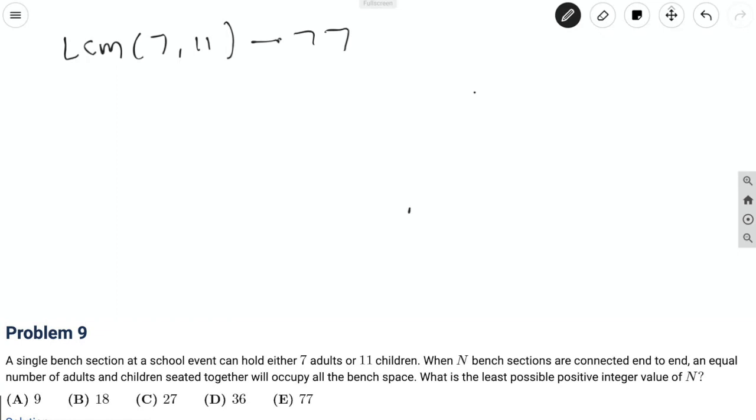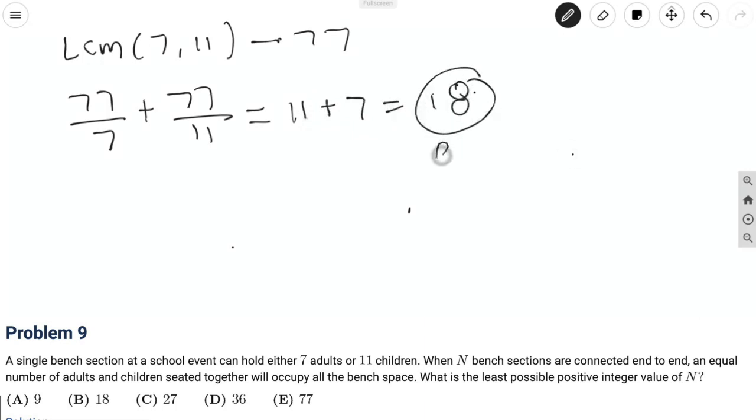So now we find out how many bench sections we want to connect. Well, we can fit 7 adults in each bench section, plus 11 kids in each bench section. If we have 77 of each, the answer becomes 11 plus 7, which is equal to 18, which is answer choice B.